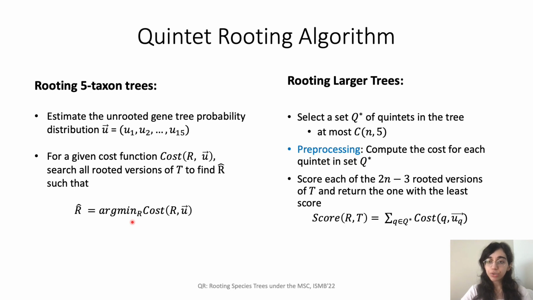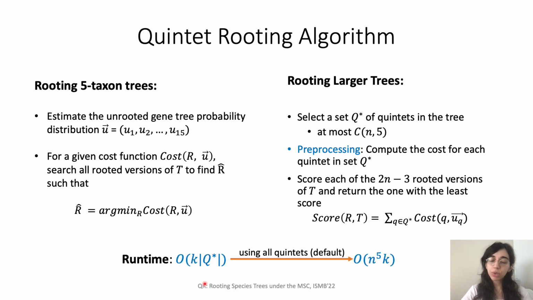For rooting a larger tree, QR first selects a set Q star of quintets of taxa in the leaf set of the input tree, where the size of this set can be at most n choose 5, and in a pre-processing step, it computes the cost for each rooted version of each selected quintet. It then searches all rooted versions of T and returns the one with the least sum of the cost across all quintets in set Q star.